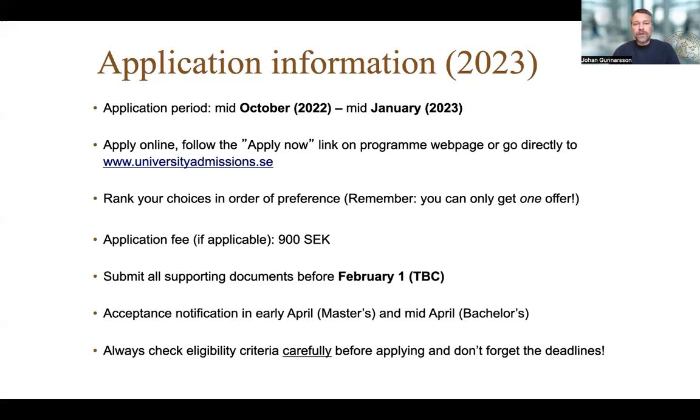But starting from mid-October, I don't have the exact date here yet with me, but it's usually around the 15th of October. The application system opens, and we stay open until mid-January 2023.